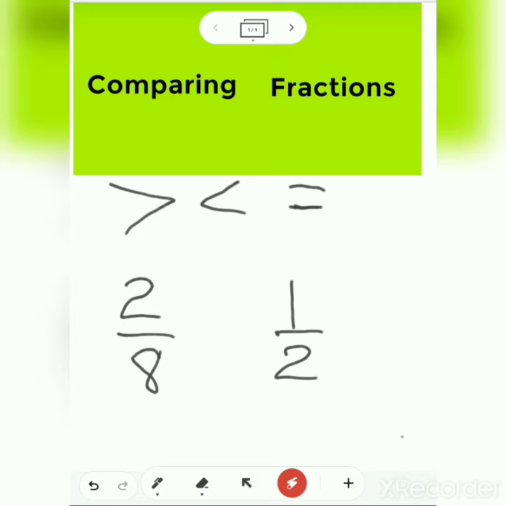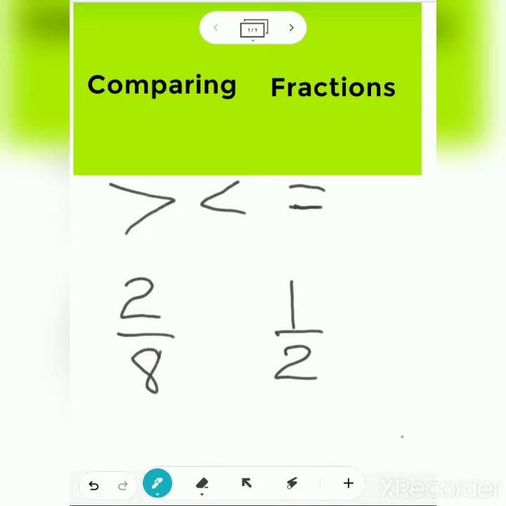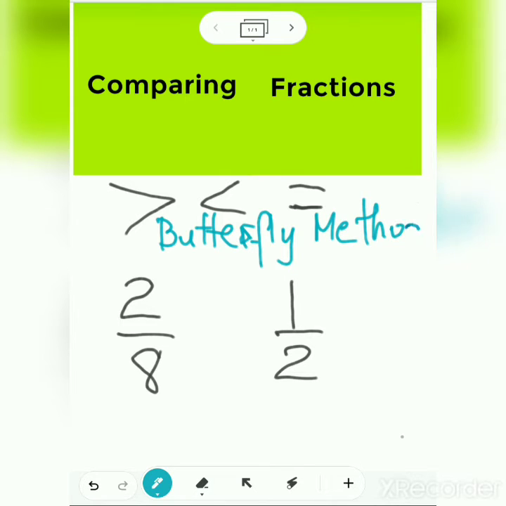Because they have different denominators, there's no way that we can use the numerators to make the comparison. So we must find a method to use in order to make the comparison. Now I am going to teach you a method called the butterfly method. And we are going to use the butterfly method to compare these two fractions.